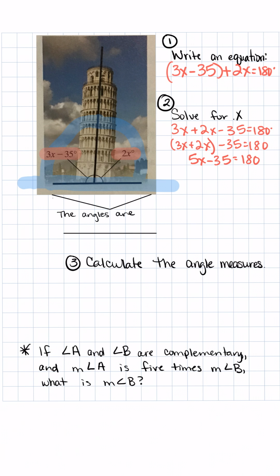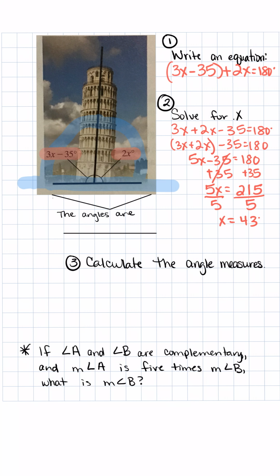Let's add 35 to each side to get rid of that. Plus 35, plus 35. These are going to cancel out. This is going to equal 215. So then we have 5x equals 215. Let's divide by 5. Right now it's being multiplied. When we divide, x equals 43 degrees. But that just tells us what x equals.